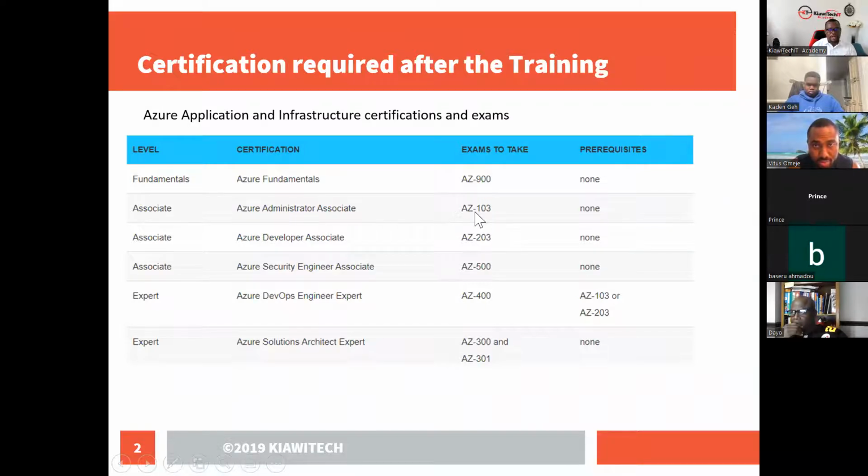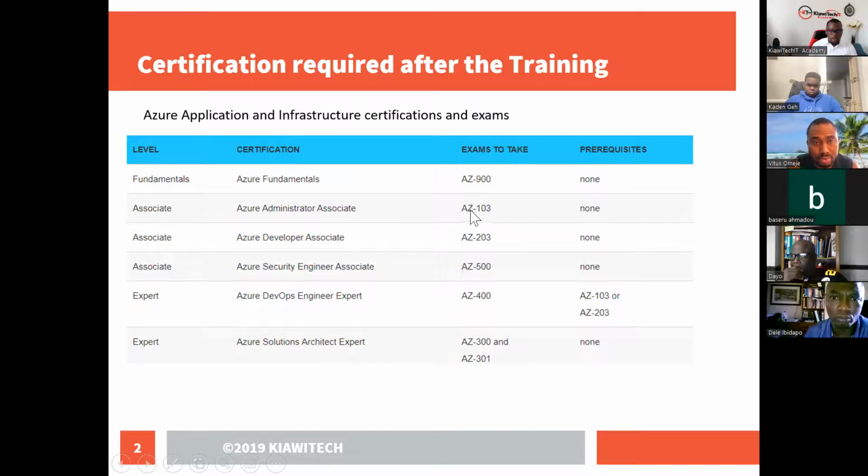For this training, we will be advising you to go into this one. This has actually changed though. It's no longer 103, it's 104. Right? So you have AZ-104, which is what we train you for. This is Azure Administrator Associate. And you have probably other ones like Azure Security Engineer or Azure DevOps. You can go a little bit deeper into this training to get it.